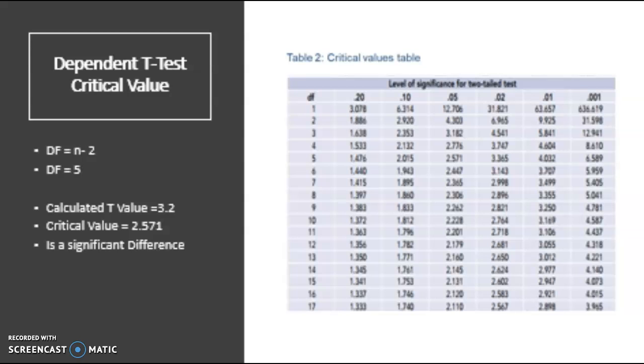And for this one, it was similar to the others, where you have n minus 2, so the number of participants, which was 6. It's n minus 1, sorry, there's a mistake on the slides, which gives us 5. So then go down to the number of participants, which was 5, then go along to 0.05, which gave us 2.015. There's a mistake on the slide, which tells us there is a significant difference.